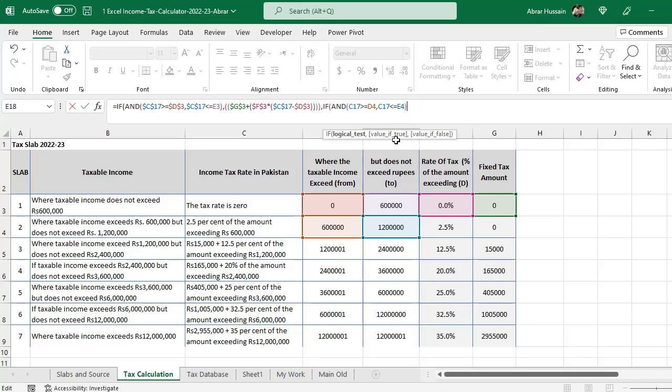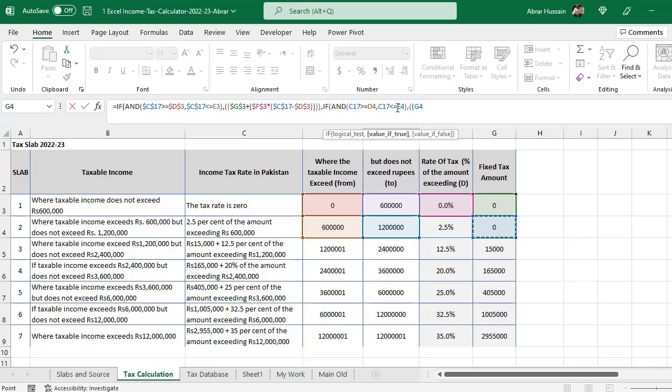Now the value if true. If the value is true, the same function I will have to apply, but for these two, not for the above one. So for these two, I will do here, if this is the condition, comma, two brackets started, and now I will have to add here G3, G4. G4 is the fixed amount.